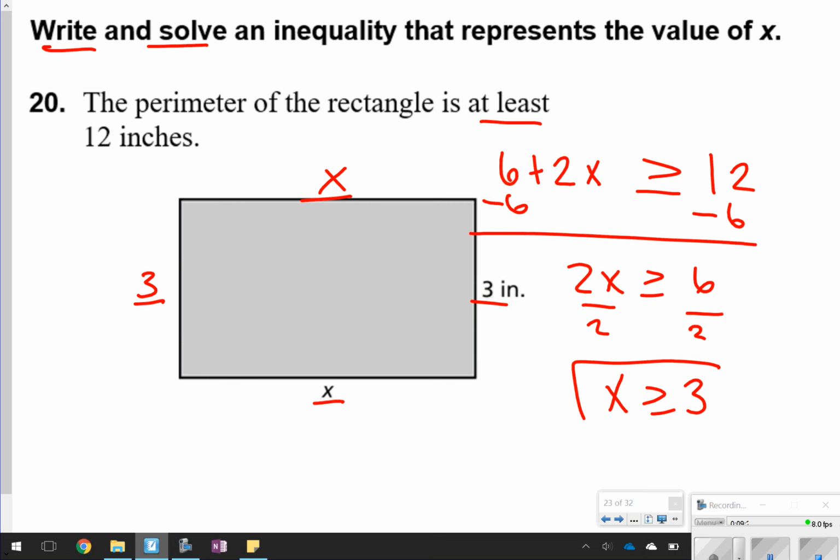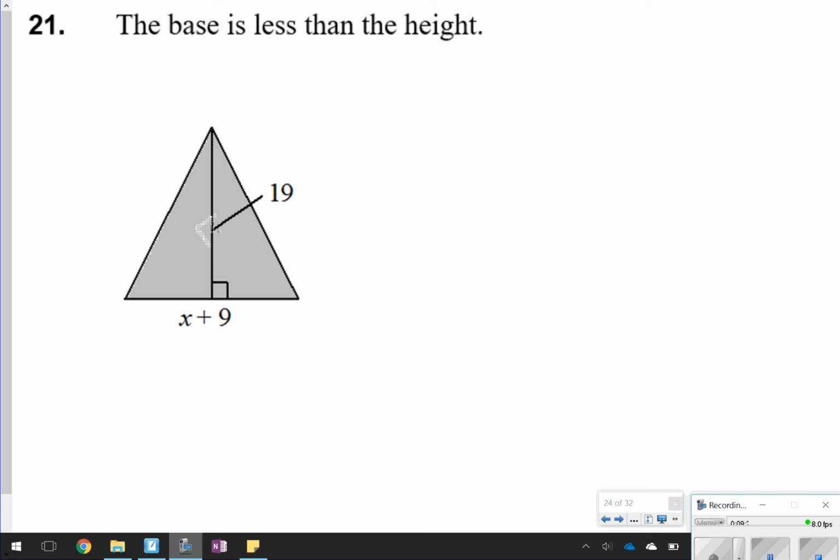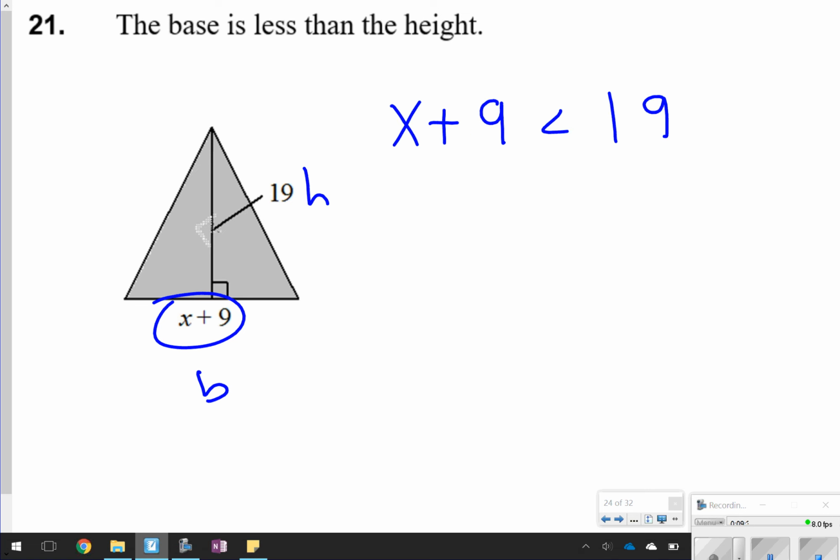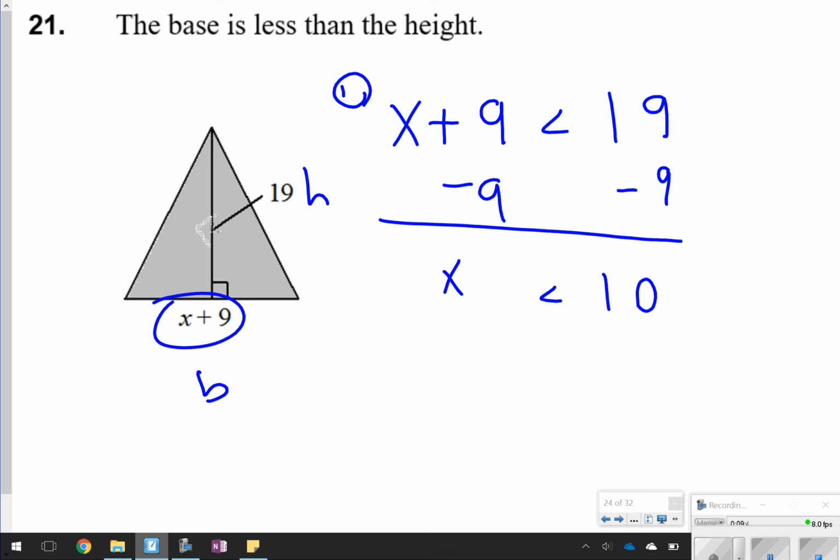So here's part 1, and then part 2. For this one, it says the base is less than the height. The base is x plus 9, and the height is 19, so x plus 9 is less than 19, and then I'm going to solve, again, because I'm writing and solving. X is less than 10. So here's part 1, here's part 2.